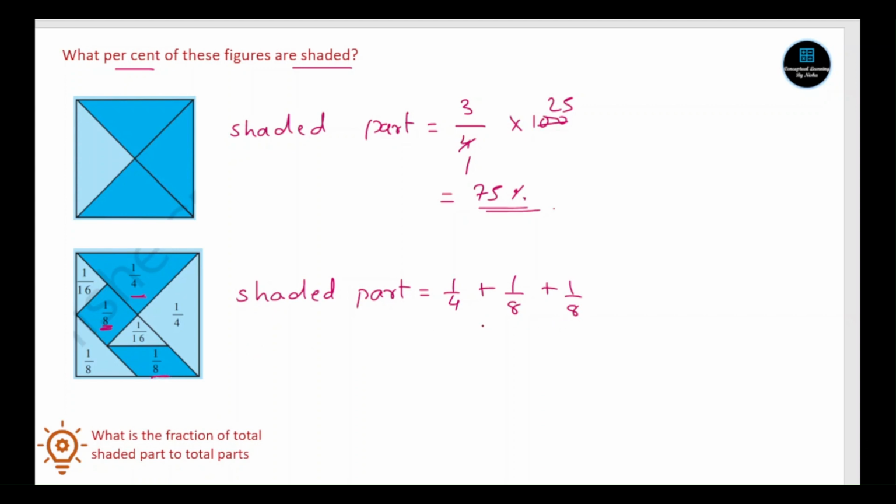Now we already learned how to add them. Yes, we have to make the denominator the same. So I'll take the LCM as 8, and I'll get 2 plus 1 plus 1, which is equal to 4 upon 8. I can simplify this to 1 upon 2. Isn't it very easy to convert to percent value? Yes, multiply by 100. So what do we get? 50%. Easy, right? Great, good job.